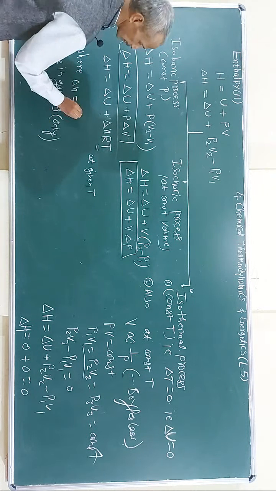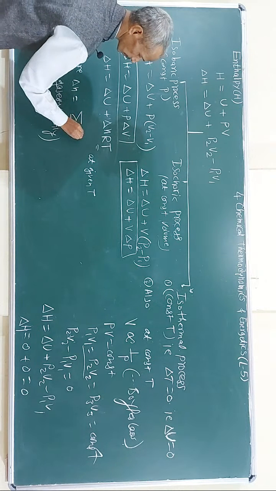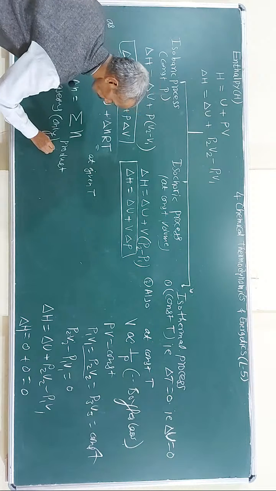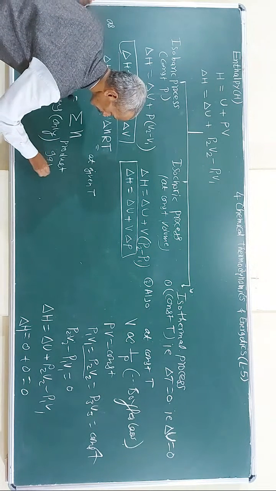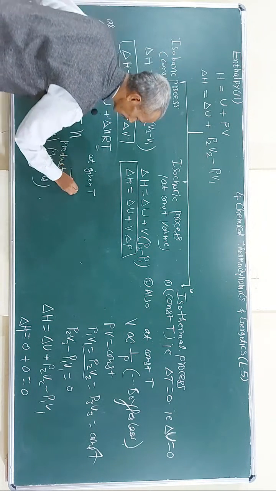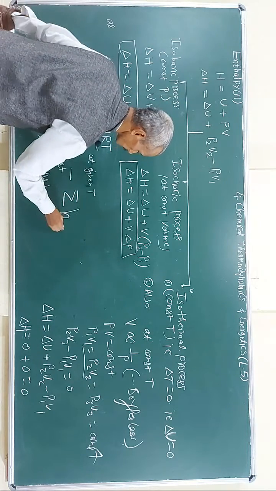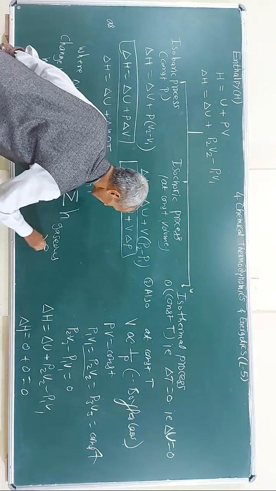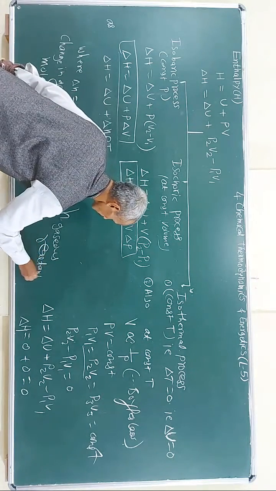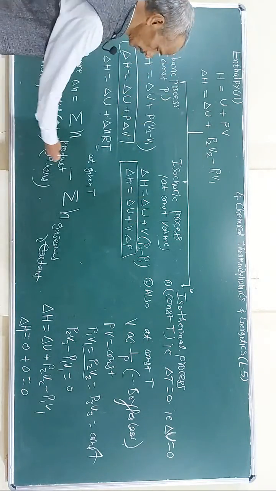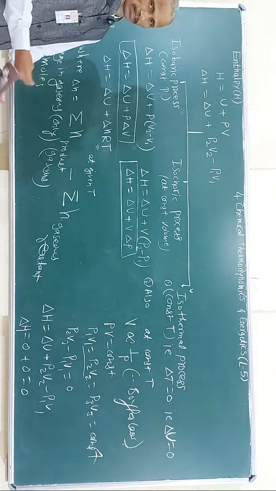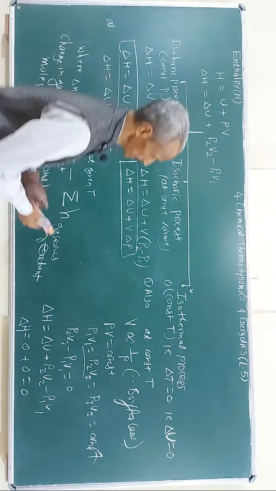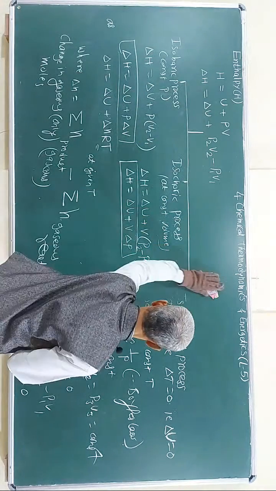Delta n is equal to the sum of the gaseous products minus the sum of the gaseous reactants. Okay, this is the change.